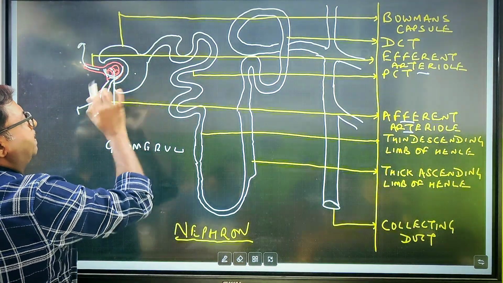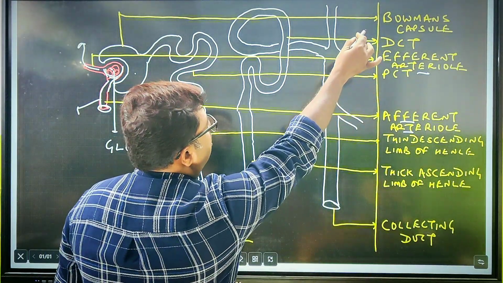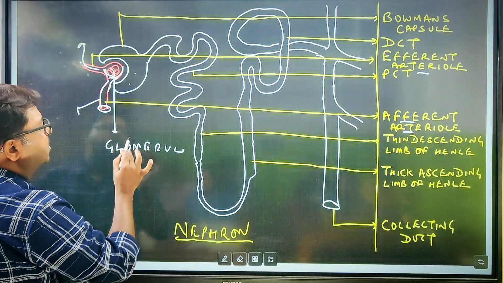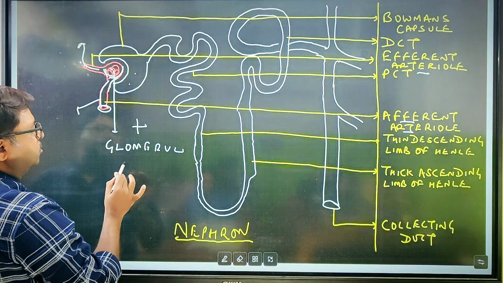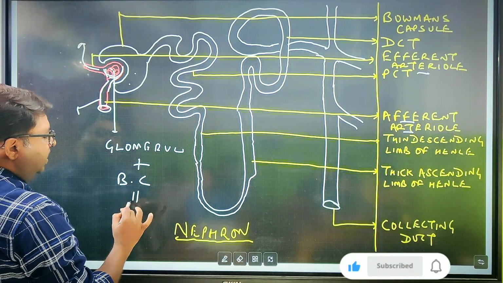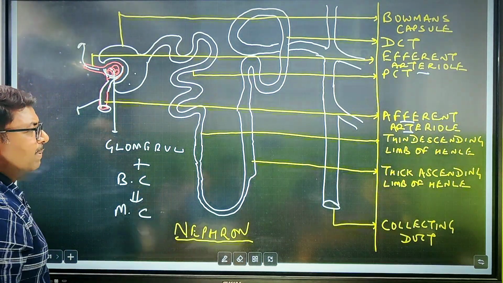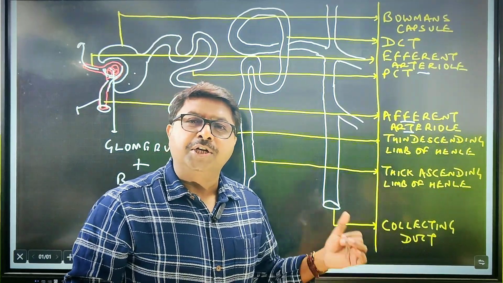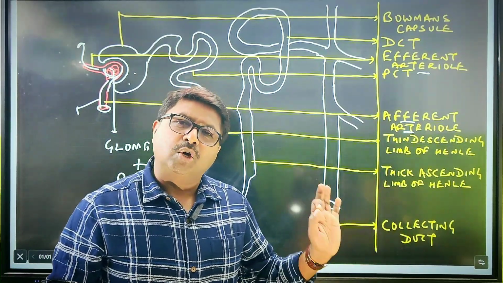and this cup-shaped structure is called Bowman's capsule. Together, these two together makes it what? Glomerulus plus Bowman's capsule together is called Malpighian corpuscles. क्या कहते हैं इसको? Malpighian corpuscles. Malpighian tubules मत बोलो, Malpighian corpuscles है.